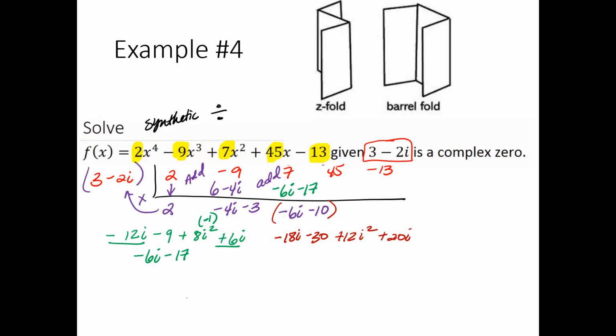And again, I have to combine my terms. So negative 18 and 20 is going to give me a 2i. And remember that i squared is just a negative 1. 12 times negative 1 is a negative 12. Negative 12 minus 30 is a negative 42. So then I have up here 2i minus 42. Oh my goodness. Okay. So then again, add them. Okay. So then you have 2i. 45 minus 42 is going to give me a 3.